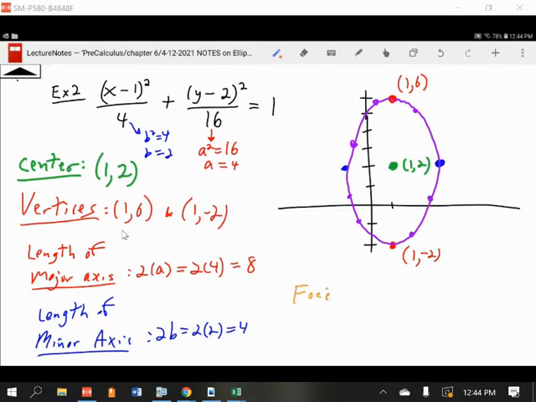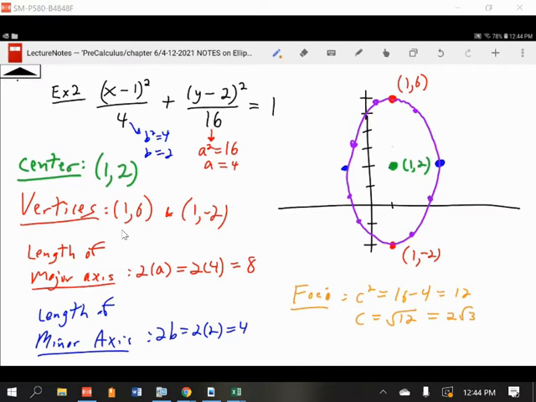So to get the foci, you have to do c squared equals a squared minus b squared, which is 12, which tells me that c is the square root of 12. And the square root of 12, everybody knows, is 2 radical 3. So what do I do from the center now? I'm going to go up 2 radical 3. And what is 2 radical 3? It's like 3 point something. The square root of 12, in case you're wondering, is 3.46.